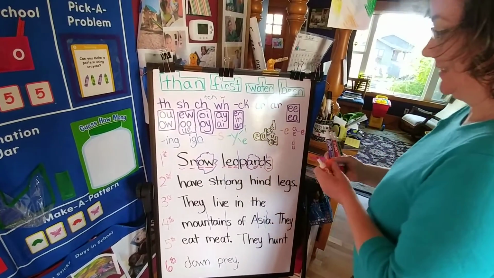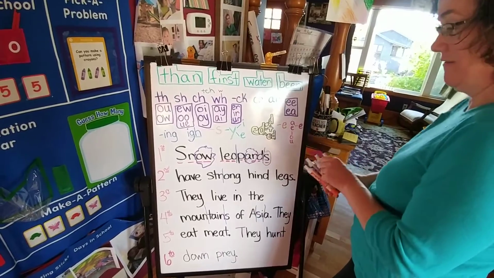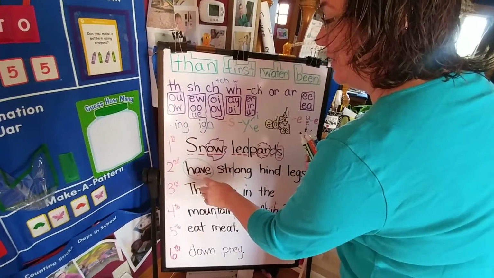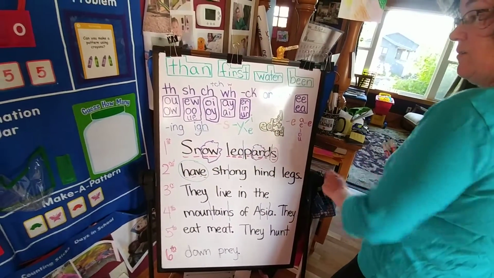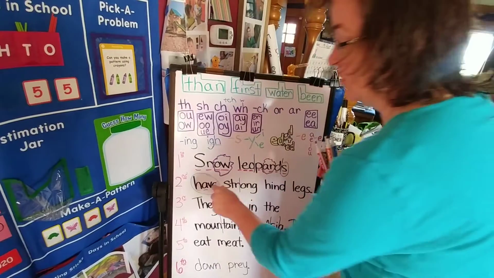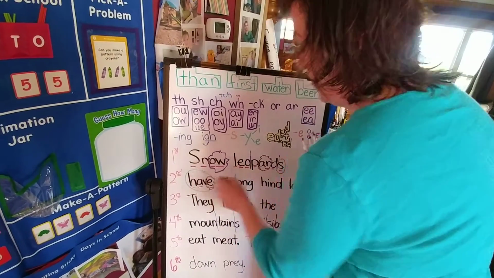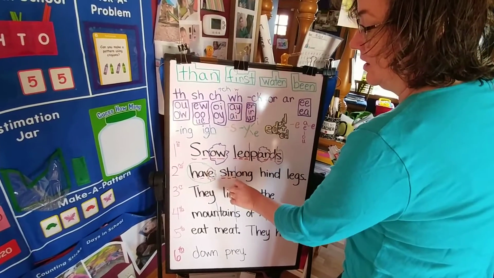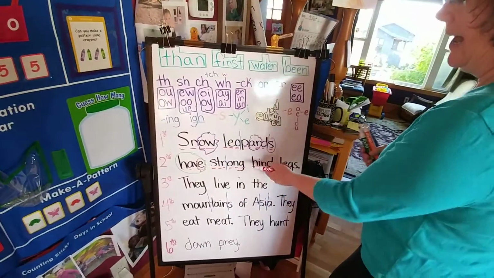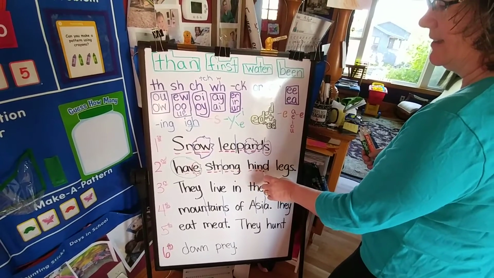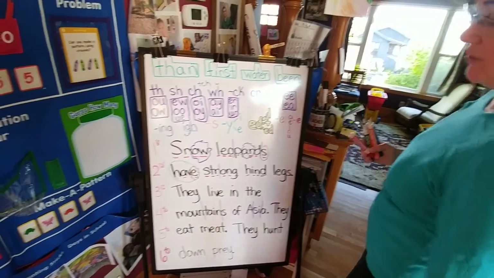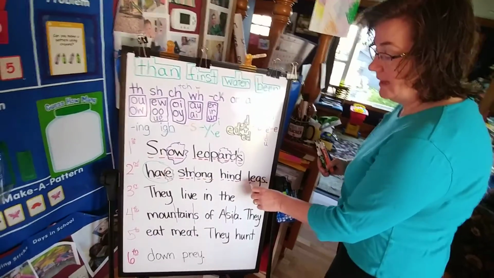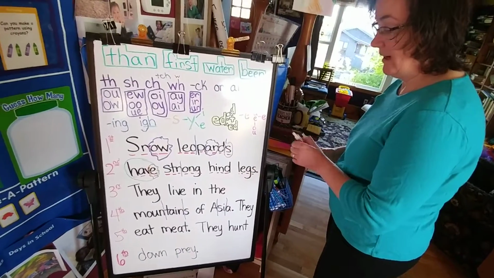Second line. I see our sight word. Have. Let's spell it. H-A-V-E. Have. Words in English cannot end in a V, so it's a wonky E at the end. Strong. Let's spell it. S-T-R-O-N-G. Strong. Hind. H-I-N-D. Hind. It means back. Your hind legs or your back legs. It rhymes with kind and find. Legs. L-E-G-S. Legs.